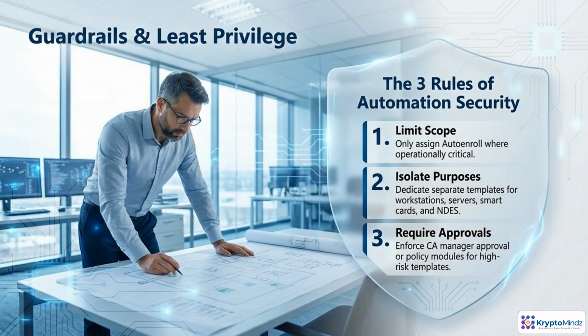When you automate certificate issuance, assume every mistake is multiplied by thousands. So keep auto-enrollment scope tight. Enable it only where the business truly needs zero-touch certificates, and leave others on guided or manual flows. Design templates by purpose. Workstations, servers, smart cards, and NDES each get their own, with clearly separated permissions. And never auto-issue high-impact certificates. Those should require explicit CA manager approval or a policy engine.